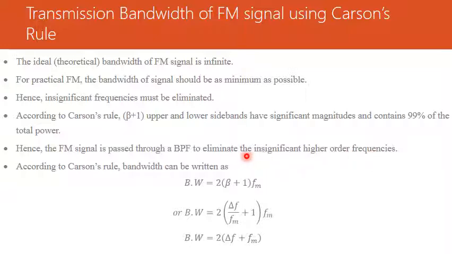From the Bessel function table, it is clear that as we move away from the carrier signal, the power of the higher sidebands becomes insignificant. So, according to Carson's rule, the β+1 upper sidebands and lower sidebands have significant magnitude. If the FM signal is passed through a band pass filter, we can eliminate the insignificant higher order frequencies.